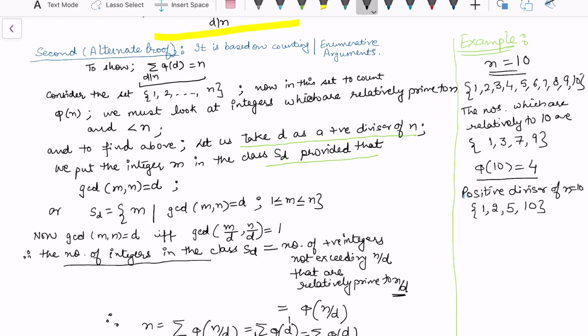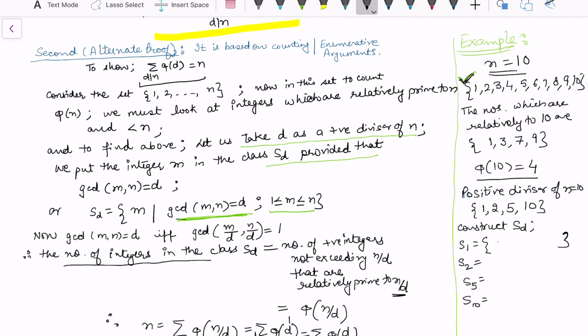So this means I want to construct the set S_d. I have a set S_1, S_2, S_5, S_10, because this is based on the divisor. In each set, I want to put the numbers from this main set where the GCD is d. So if I look where the GCD of m, n is equal to 2, the number should vary from 1 to 10, and the GCD of m and n should be equal to d.